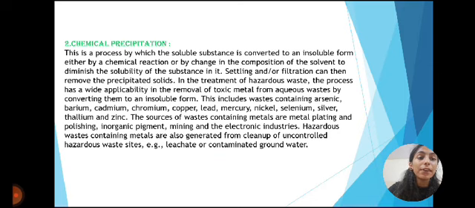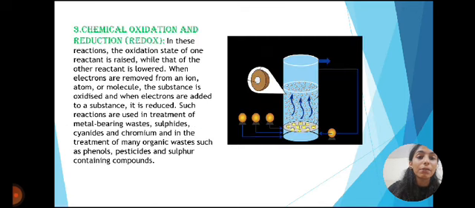This includes waste containing arsenic, barium, cadmium, chromium, copper, lead, mercury, nickel, selenium, silver, thallium, and zinc. The sources of waste containing metals are metal plating and polishing, inorganic pigments, mining, and the electronic industry. Hazardous waste containing metals is also generated by the cleanup of uncontrolled hazardous waste sites, for example, leachate contaminating the groundwater.